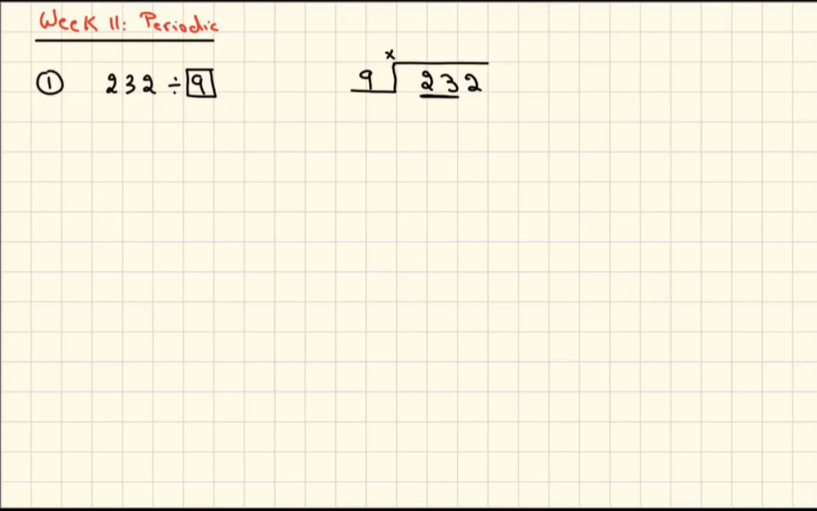Now, 9 multiplied by how much will give me a number close to 23? We know 9 times 2 is 18. We know 9 times 3 is 27. So for sure I need a number smaller than 23, so I must choose 18. So 9 times 2 is 18, and we subtract.